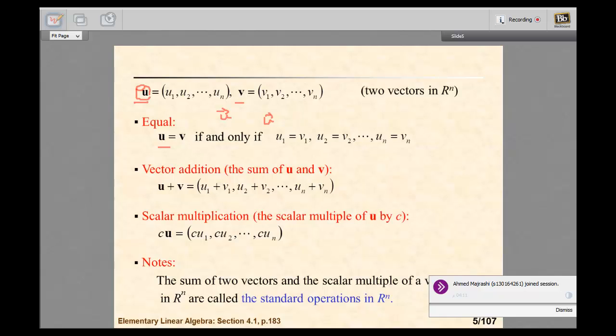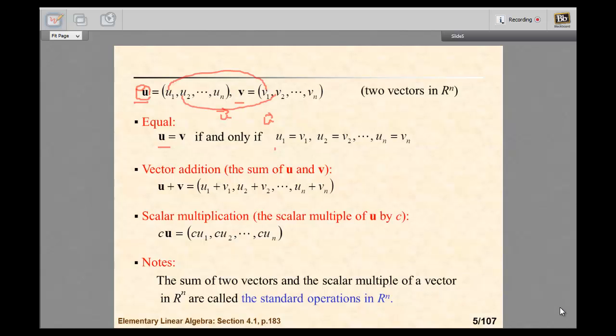Two vectors are equal if and only if their tuples are equal: u1 is equal to v1, u2 is equal to v2, and un is equal to vn. Now, what about vector addition?